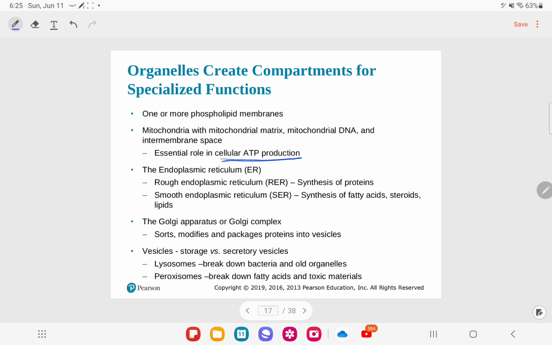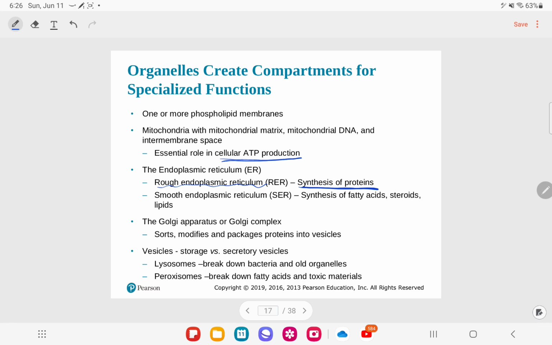Okay, we have the rough ER. The rough ER, remember, is going to be able to synthesize proteins. Remember, the rough ER is rough because it has ribosomes affixed to it, right?